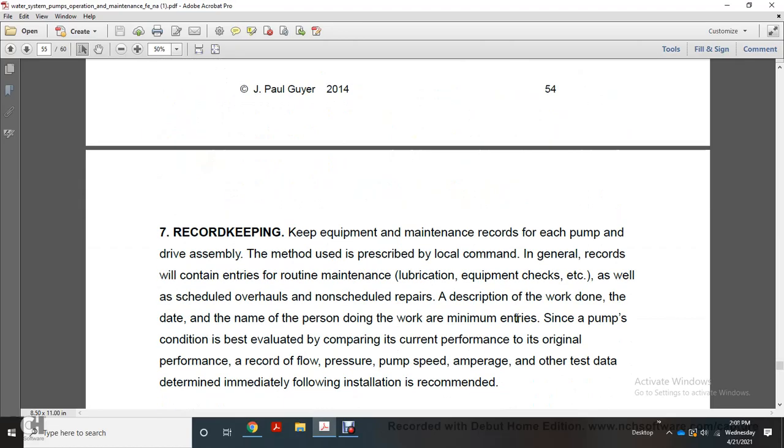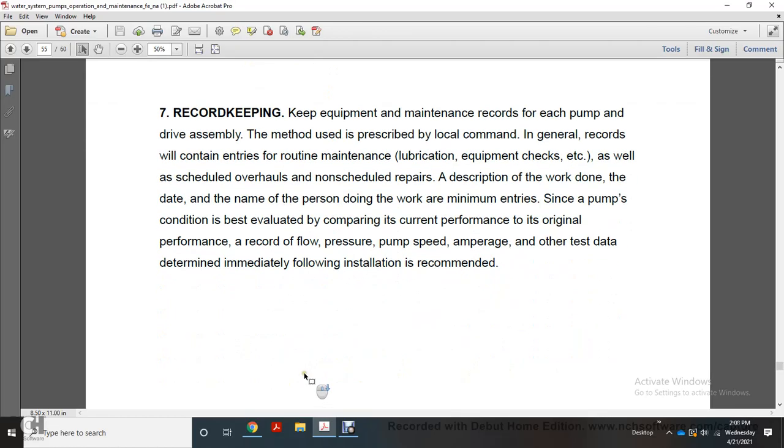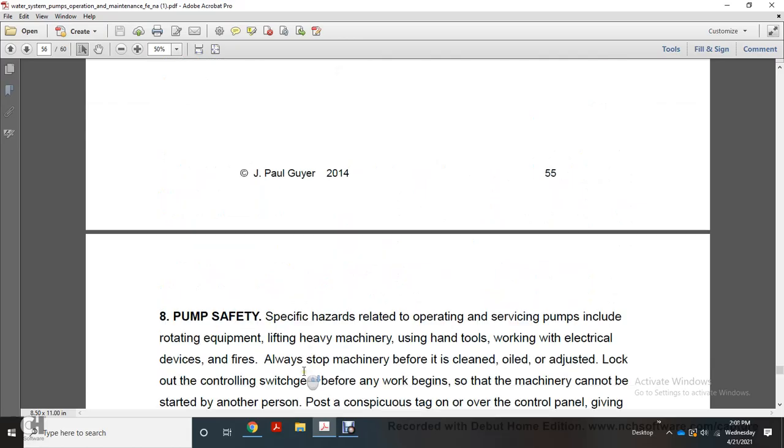7. Record keeping. Keep an equipment and maintenance record for each piece of equipment that drives the pump. Records will contain an entry for routine maintenance, lubricating, equipment checks, and so on, as well as scheduled overhauls, non-scheduled repairs, a description of the work done, and the name of the person doing the work. The minimum entries are sent to the pump. Conditions can be evaluated by comparing current performance with original performance. Record flow, pressure, pump speed, amperage, and other test data immediately following installation.